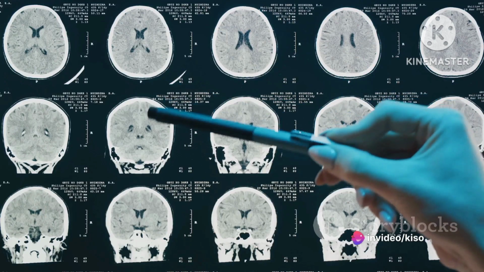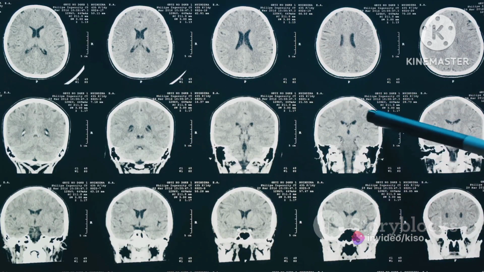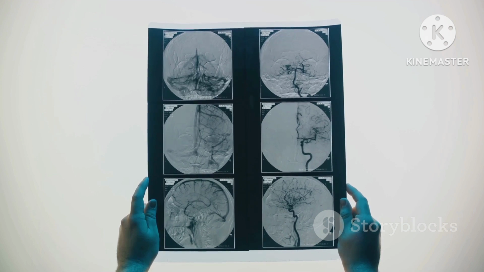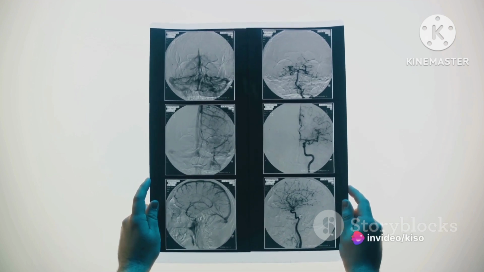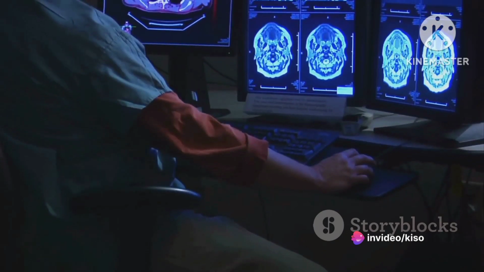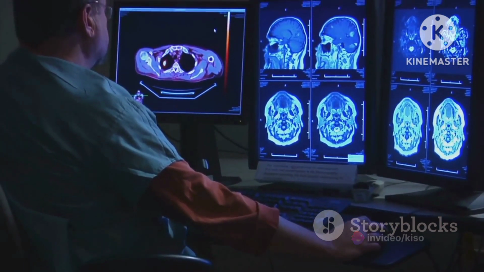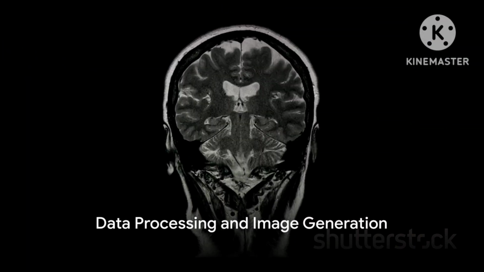As these X-ray beams pass through the brain, they get absorbed to varying degrees by different tissues. Denser tissues like bone absorb more rays, while softer tissues like the brain matter or blood vessels absorb less. This differential absorption is detected by sensors on the other side of the head, which then send this information to a computer. The computer is the real mastermind here.